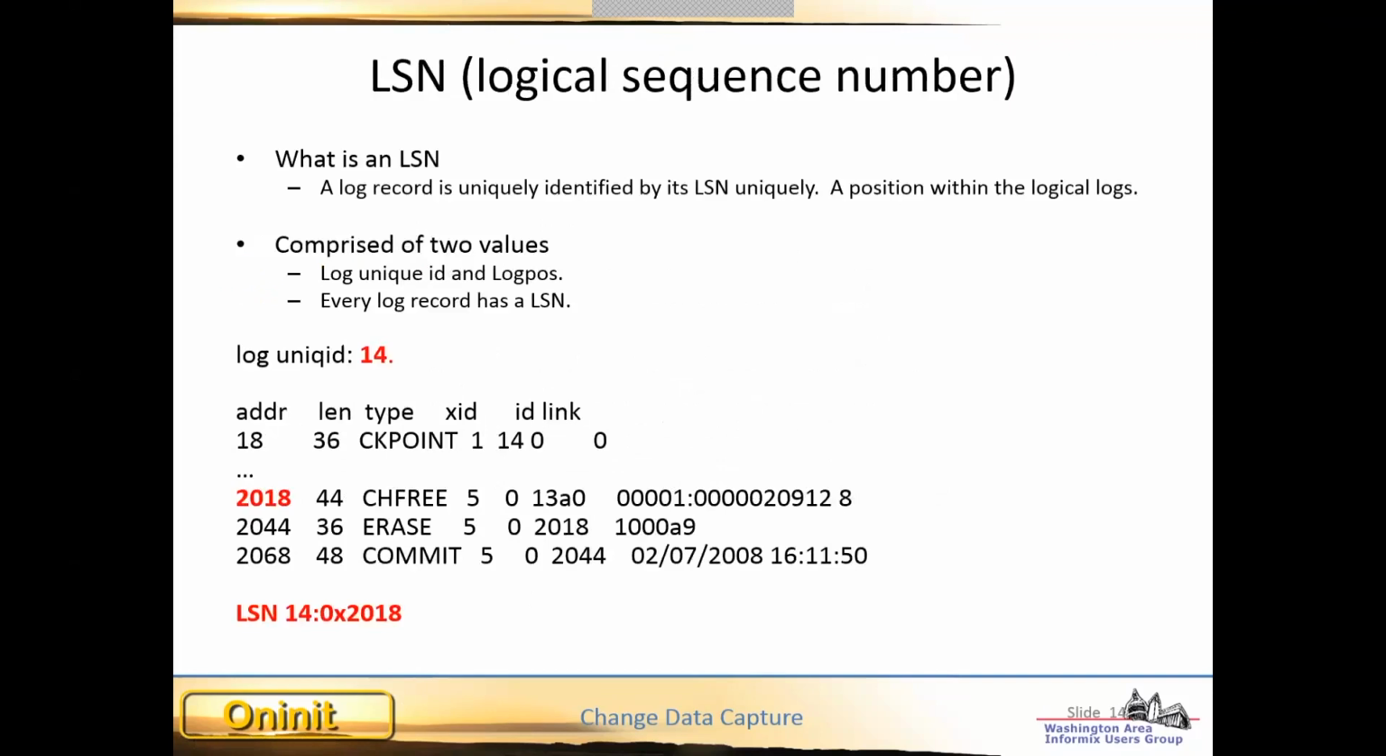So that logical log sequence number, the LSN, could actually be out on a logical log that you've archived out to disk. It's been deleted as part of your normal archive process because it's no longer needed, etc., etc. But it is unique across the lifespan of the engine. And you see here we've got unique ID 14, we've got an address, and that combined will give us the LSN 14.0.2018. Like I said, that is unique across the lifespan of the engine. That becomes important when we start looking at change data capture.